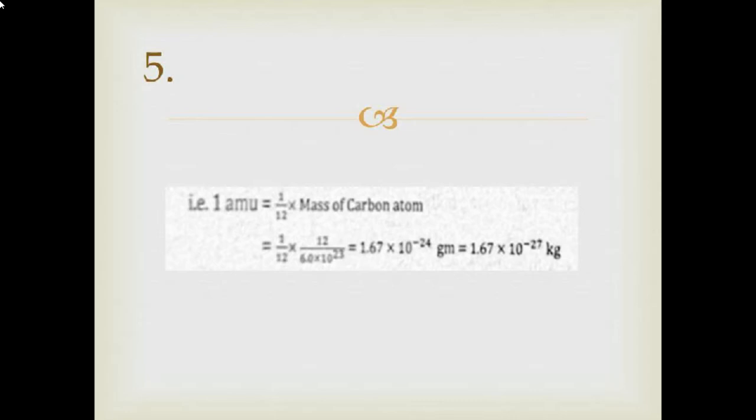If it is in grams, it is 1.67 into 10 to the power minus 24 grams. Or if they are asking in terms of kg, 1 AMU will be equal to 1.67 into 10 to the power minus 27 kg. It's very important: 1 AMU is equal to 1.67 into 10 to the power minus 27 kg.